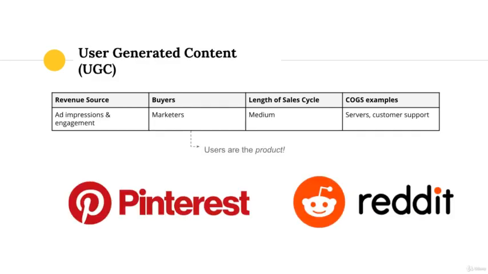Next, we have user-generated content. This is an ad-supported model, so the buyers are actually marketers in this case, and the users, weirdly enough, are the product that's being sold to the marketers. So some examples of this are Pinterest, Reddit, and Facebook would be another example.